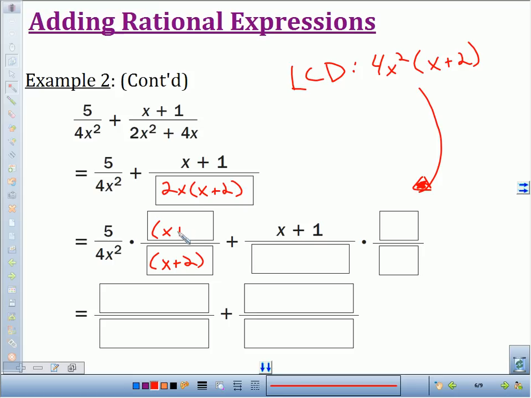Now, of course, if I multiply the bottom by x plus 2, I have to multiply the top by x plus 2. Over here, I had 2x times x plus 2. In order to get 4x squared times x plus 2, I need to multiply top and bottom by 2x. 2x times 2x is 4x squared times x plus 2. So my next step then is to do all of this multiplication. I'm going to start with my denominators because I already know what they should be.